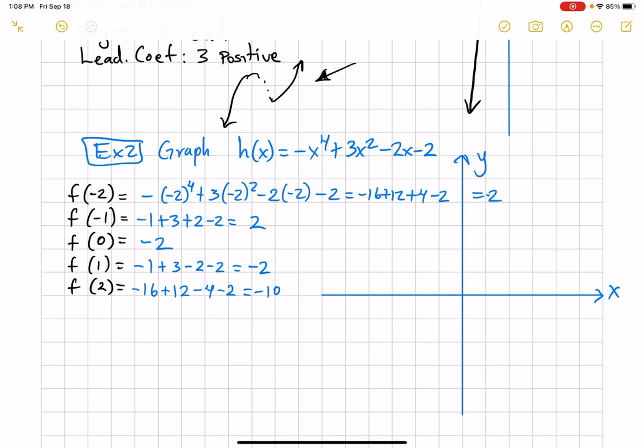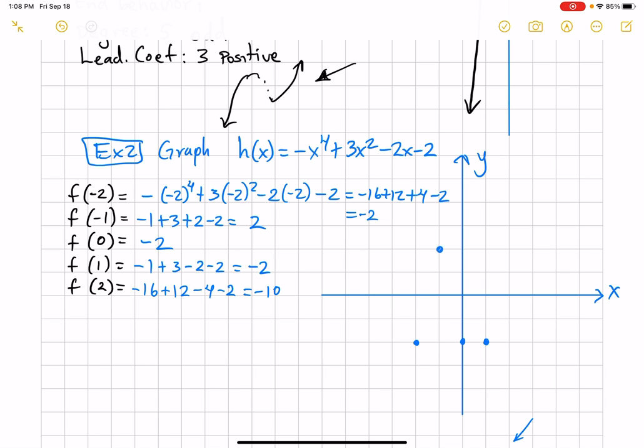Okay, plotting these points. Negative 2, negative 2 is about here. Negative 1, 2 is about here. 0, negative 2 is here. 1, negative 2 is here. And then 2, negative 10, so obviously going to be down there somewhere. Okay, so these are the points.